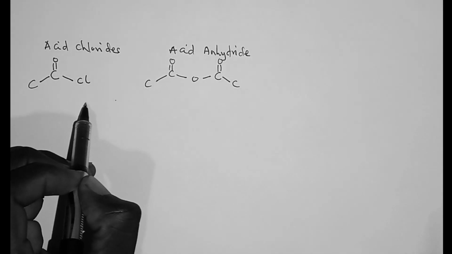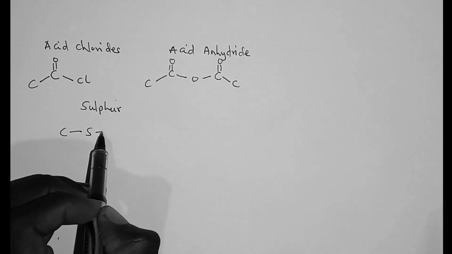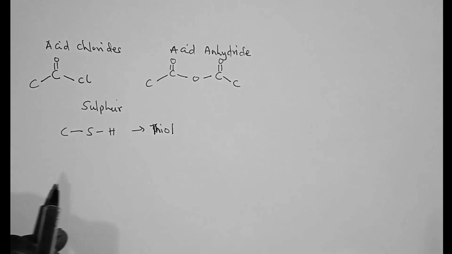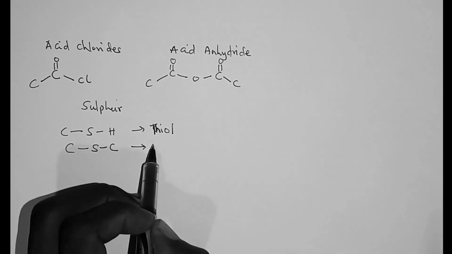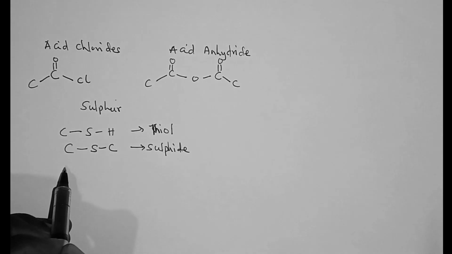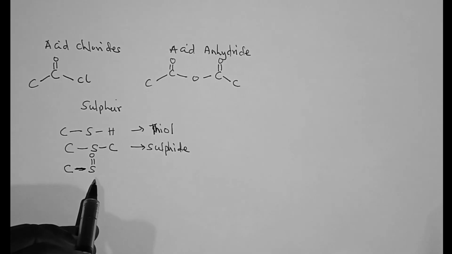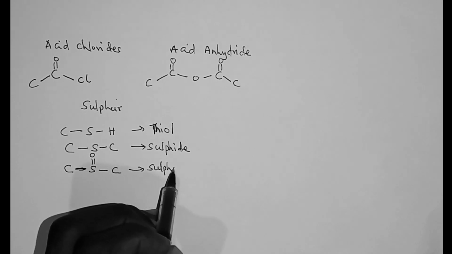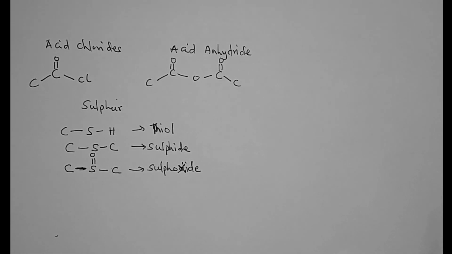And the last group is the sulfur groups. With the sulfur groups, we have a carbon bonded to a sulfur, which is bonded to a hydrogen. This is called a thiol. Then the next one is a carbon that is bonded to a sulfur, which is bonded to another carbon, and that is a sulfide. And then the last one is a carbon bonded to a sulfur, with the sulfur in a double bond to an oxygen, and this sulfur again bonded to a carbon. And this one is called the sulfoxide. So these are some functional groups that will be of a lot of help in our journey in organic chemistry. So let's solve this question.